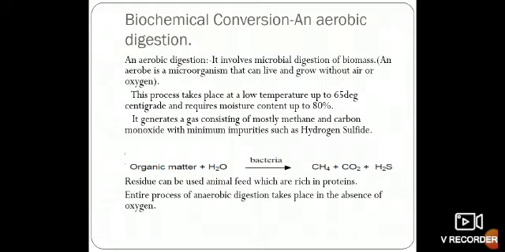The chemical reaction is given as below, which includes the organic matter plus water in the presence of bacteria giving methane, carbon dioxide and hydrogen sulfide, which is an impurity. Residue can be used as animal feed, which is rich in proteins. The entire process of anaerobic digestion takes place in the absence of oxygen.